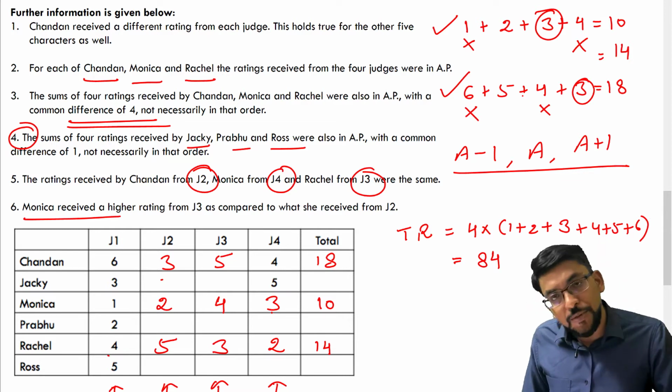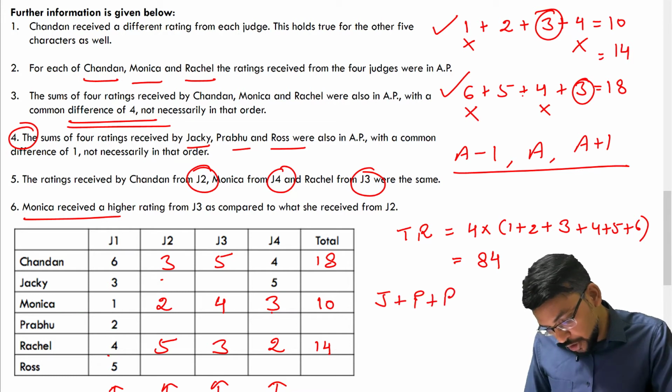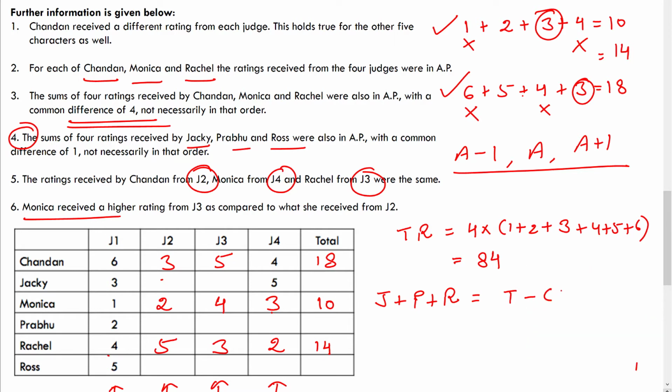Now if I am looking for the summation of the ratings of J, P and Ross, it has to be the total summation minus the summation of ratings of C, M and Rachel. And we know the total is 84, and the summation of these three is 18 plus 10 plus 14, which comes out to be 42. So we have to subtract 42 from here. So the summation of the remaining people, J, P and Ross, has to be 42.